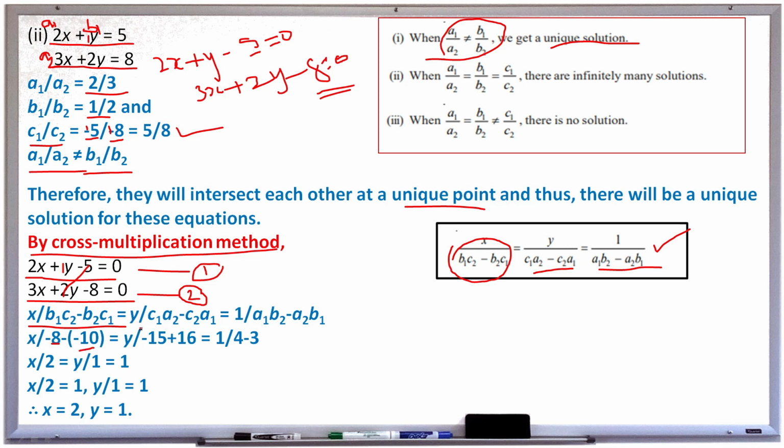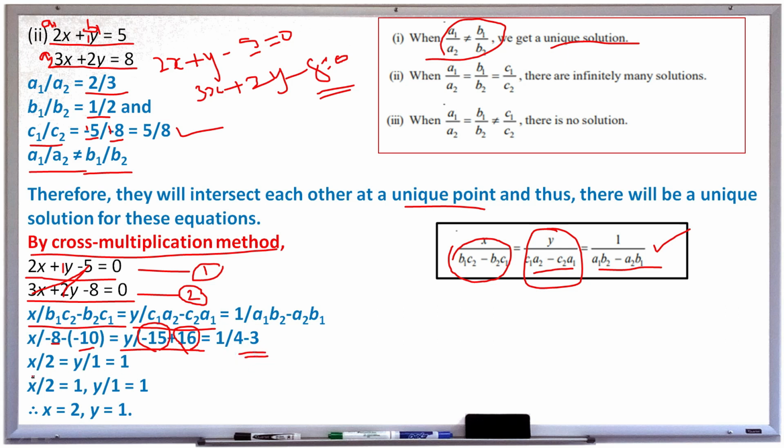Similarly y by c1 a2 minus c2 a1, here again apply the value, the formula says y by c1 a2. So c1 a2, when you multiply 3 into minus 5, it will become minus 15, minus 8 into 2, minus into minus is plus, so 2 8s are 16. So by simplifying you will get 1 by 4 minus 3. When you simplify, you will get this value.